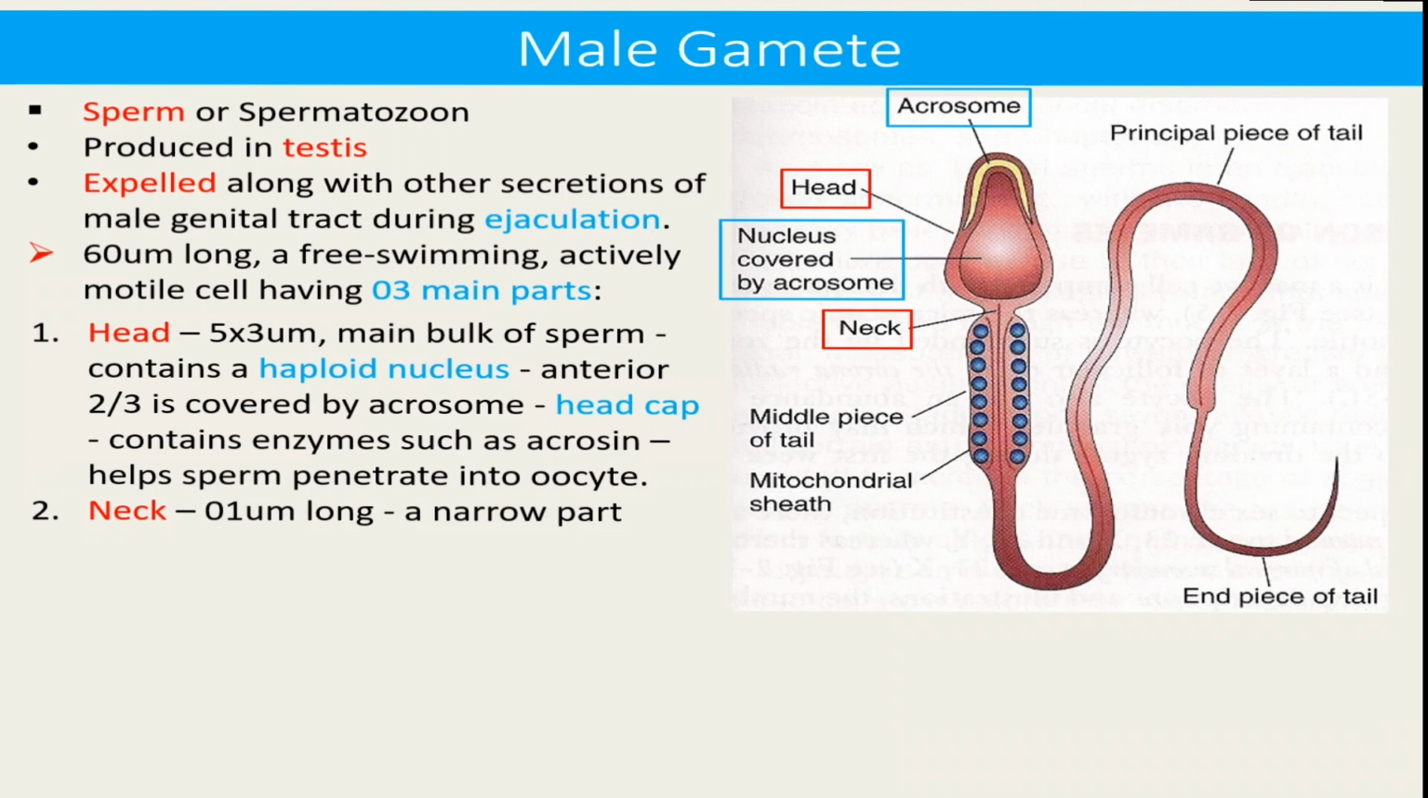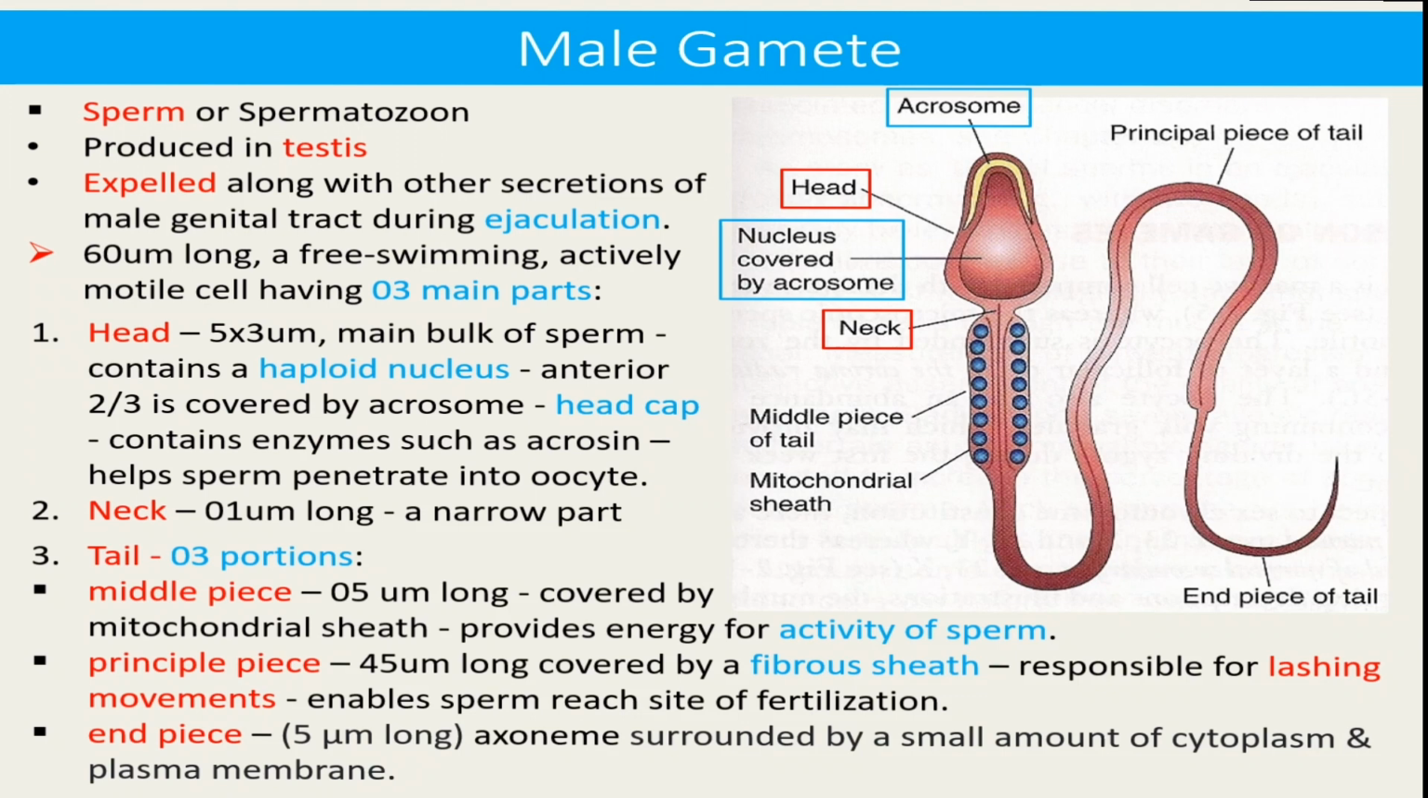The neck is the portion which connects the head with the tail and is roughly 1 micrometer long and a very narrow part. Next is the tail, the third part. It is divided into three portions.